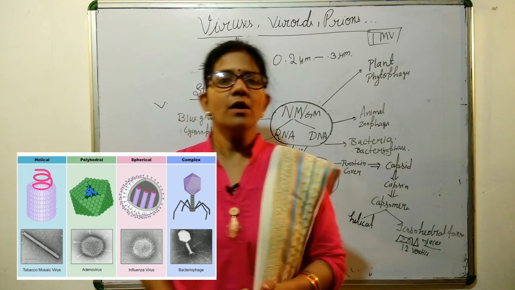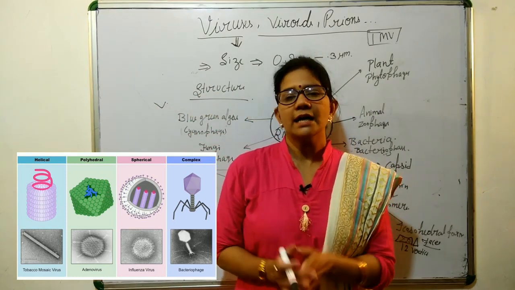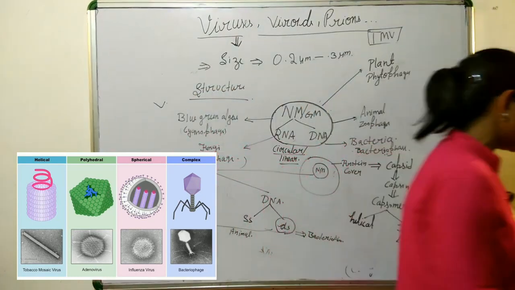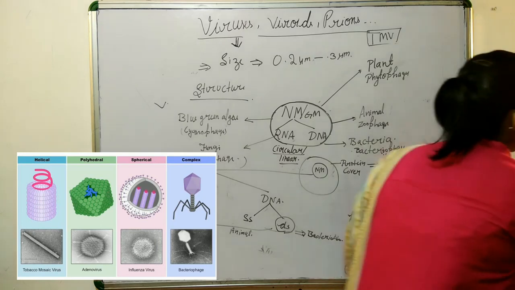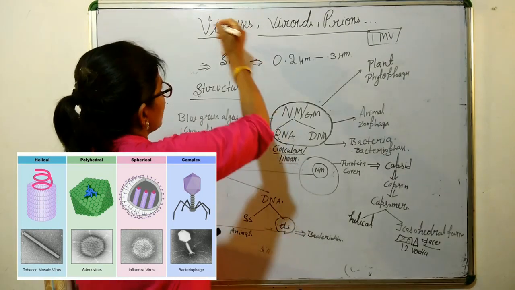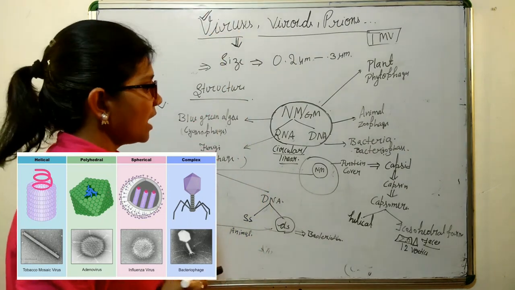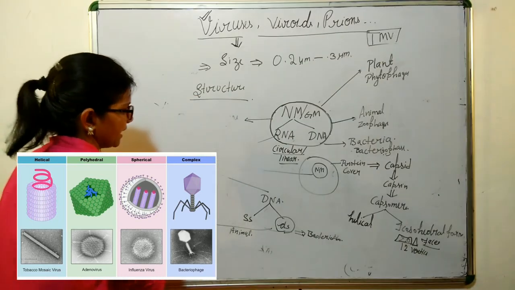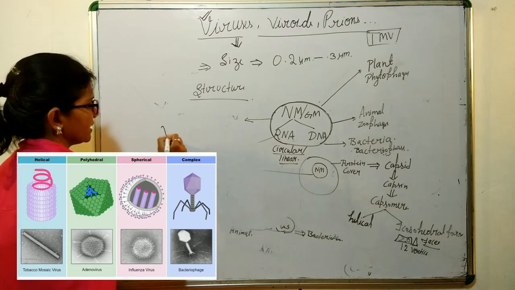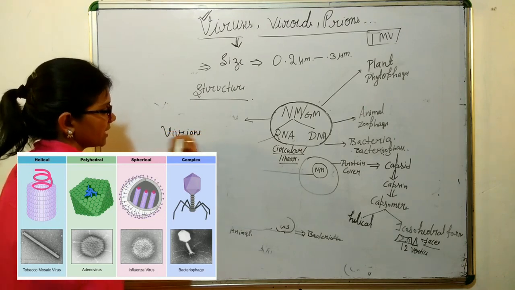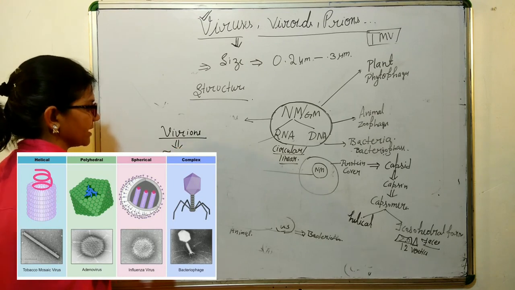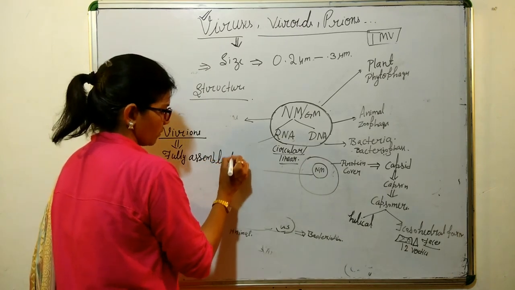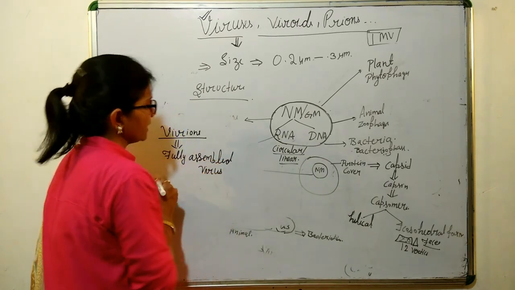Now, along with this, we get some other important terms. So let's discuss them one by one. One important term is virions. We had discussed the viroids. Now our next term is virions. Let me write this one. So it is virions. What is this? The fully assembled virus is known as virions.